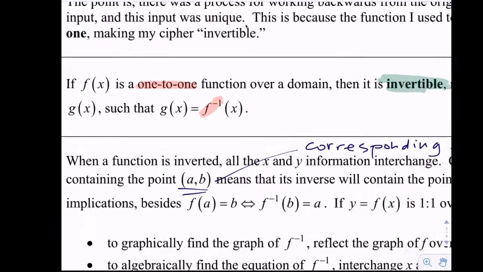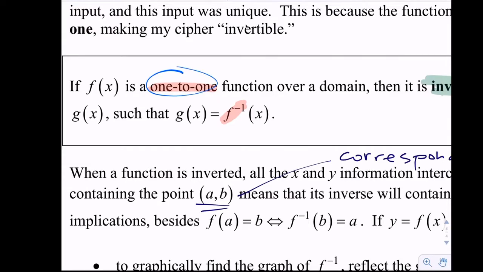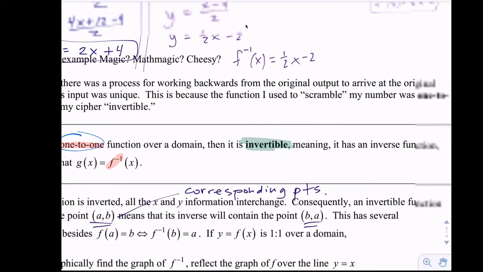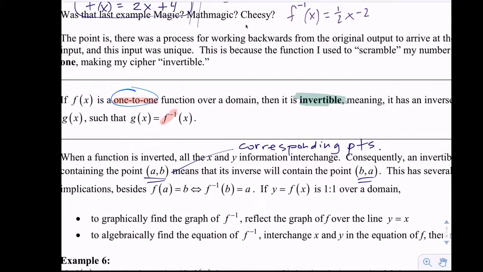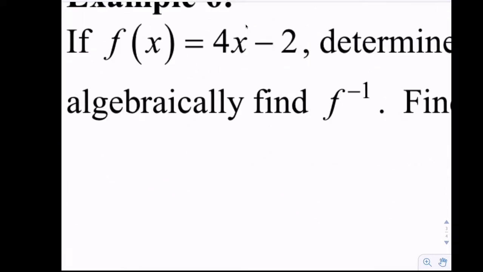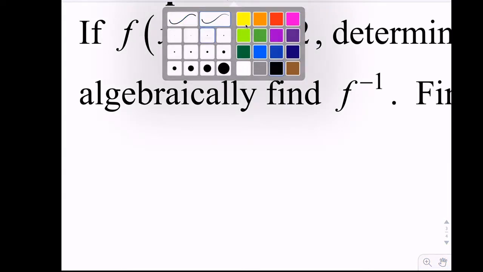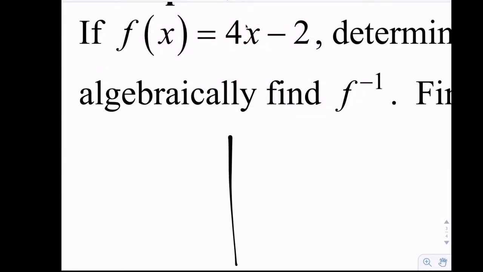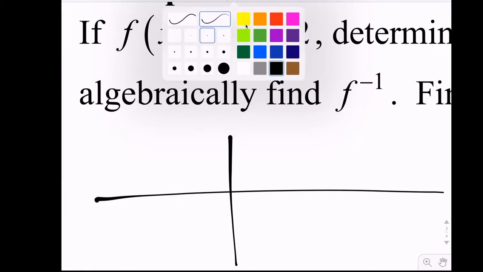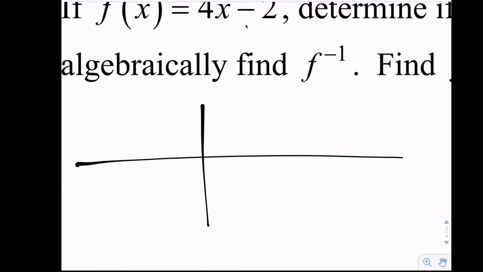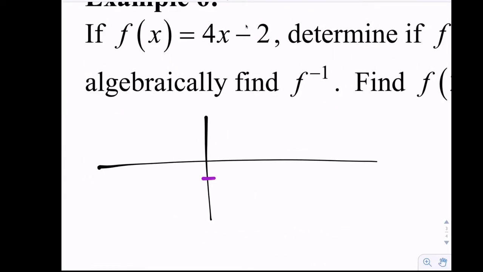Yeah, a function we said yesterday is 1 to 1 and therefore invertible if it passes both the vertical and the horizontal line test. Okay? So what do we know about the graph of 4x minus 2? It should graph as a what? A line. And is the line going to pass the horizontal line test as well as the vertical? Yeah, it should.